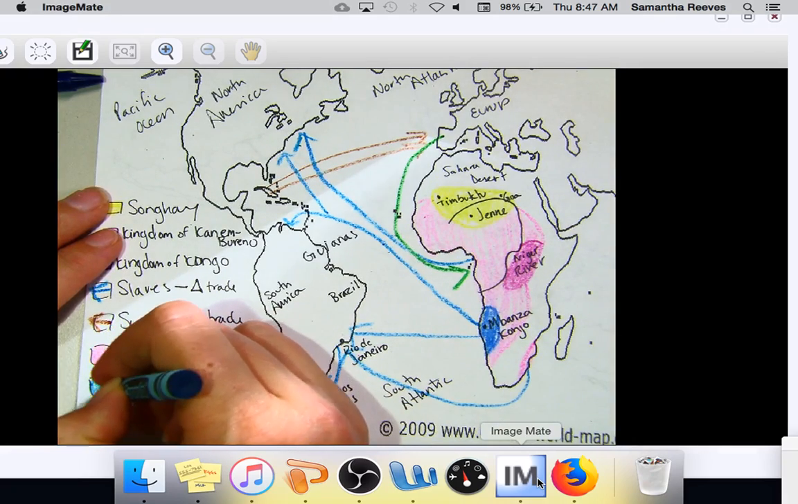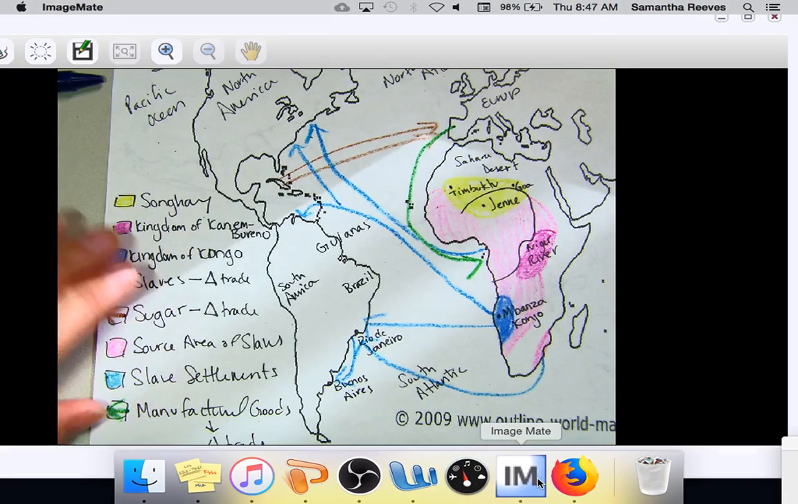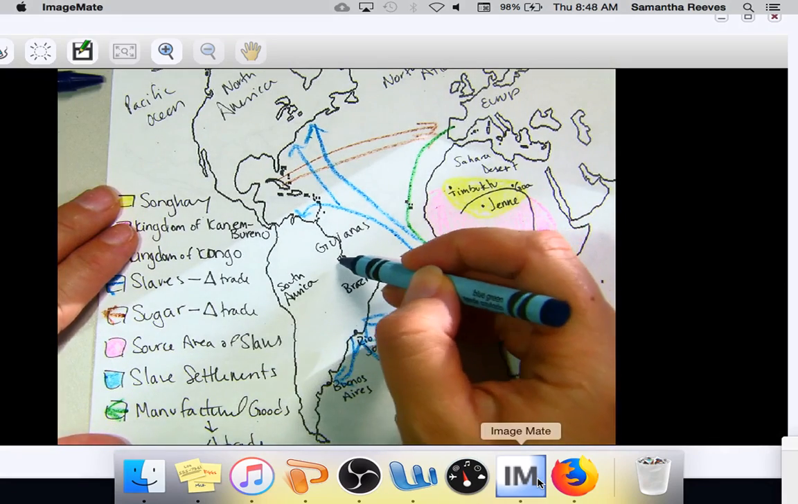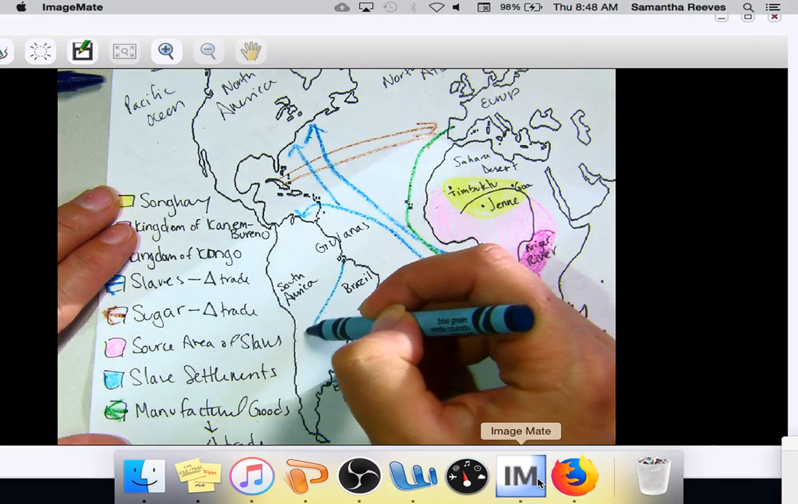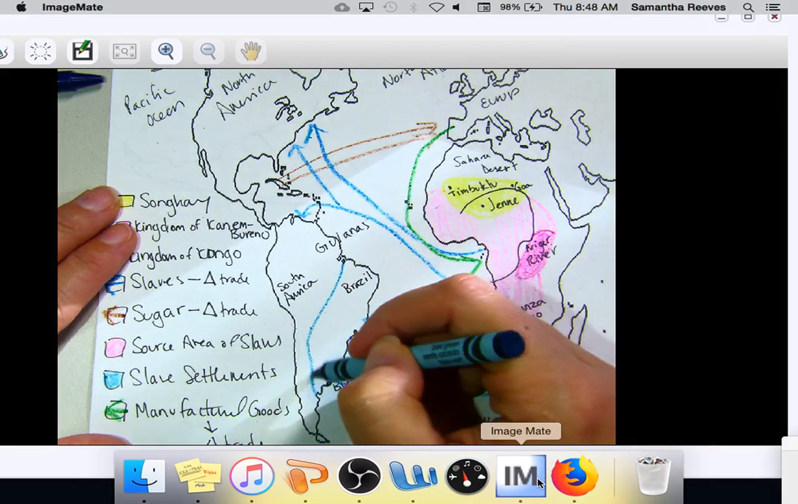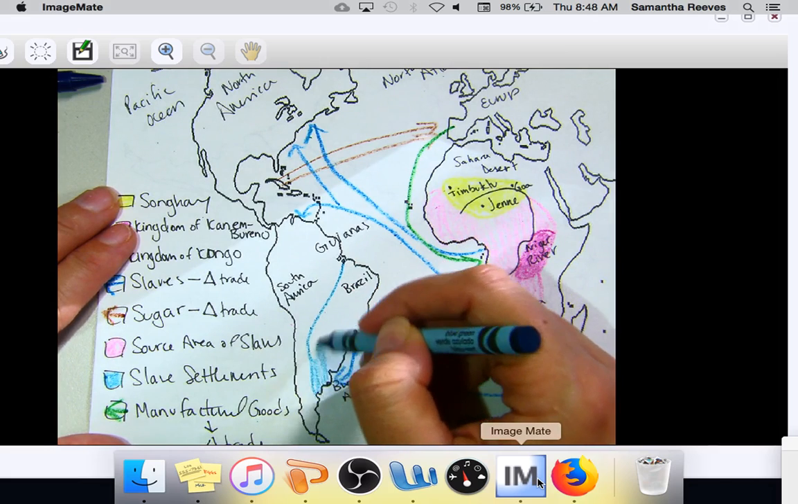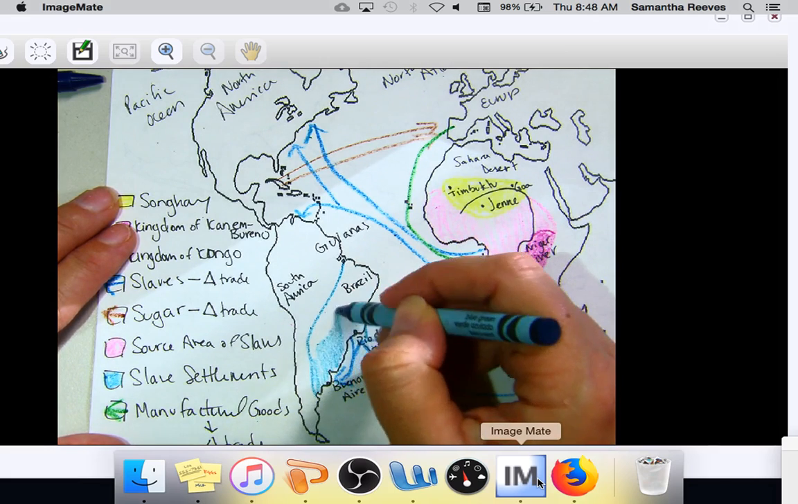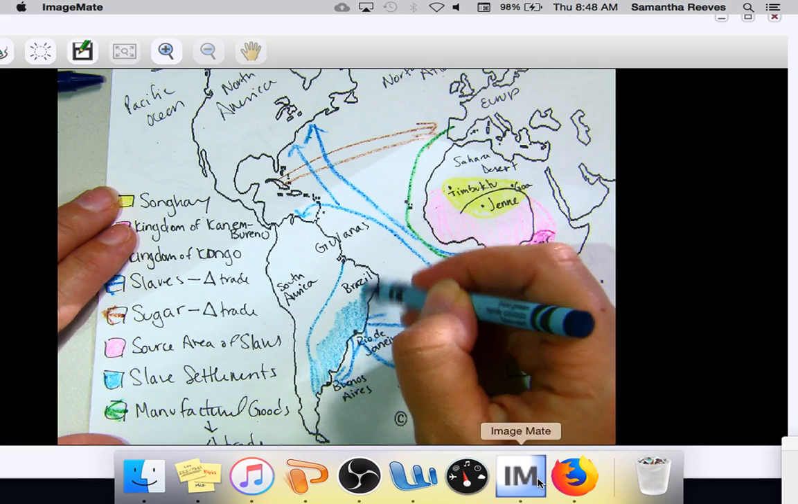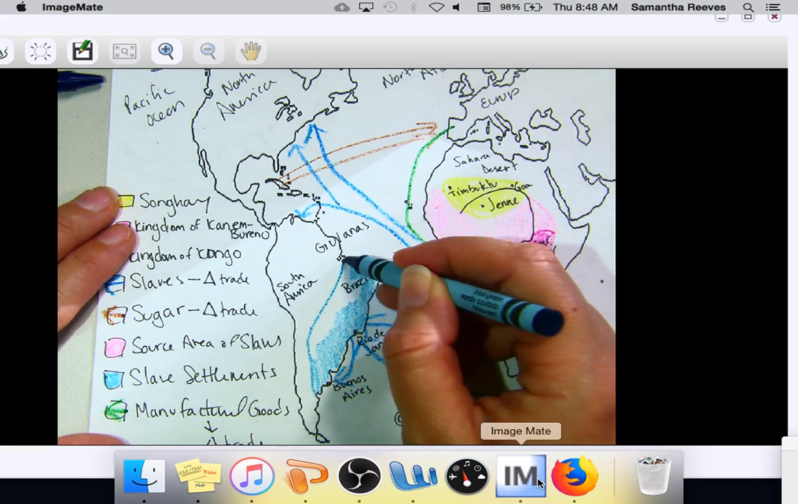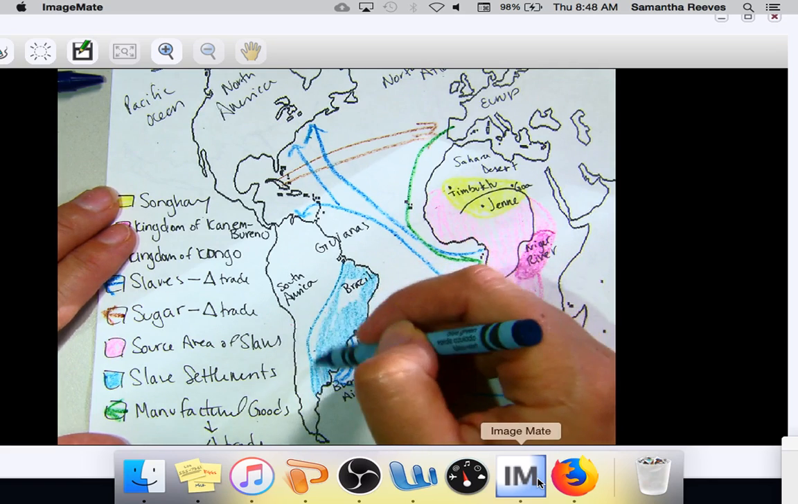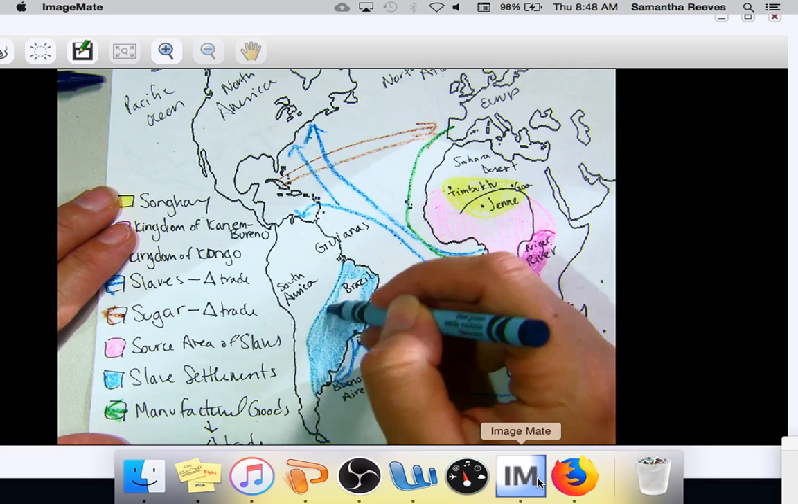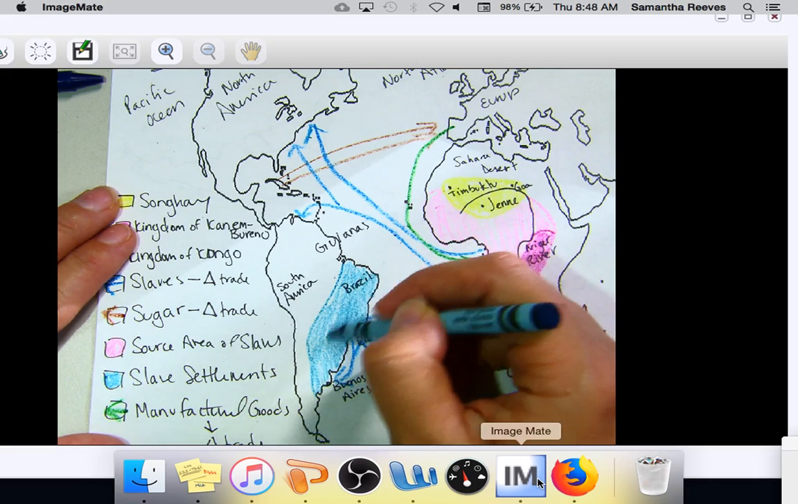So your slave settlements, ladies and gentlemen, these are where the slaves are going. Brazil is going to be the largest importer of slaves in the world. Is it because they just need lots of them or they kill most of them? They kill them. They work them so hard. If you are a slave and you are brought to Brazil, you have about 2 months to live. And then you die, and then they replace you.